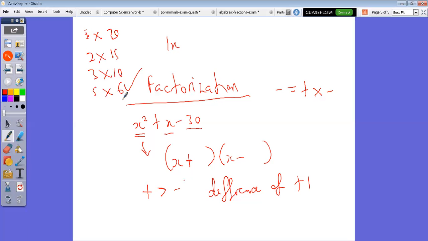But we say the positive number is greater because it's a plus. So it's 6 minus 5. We are done. Making sense?